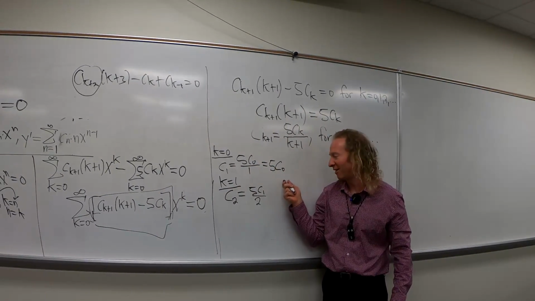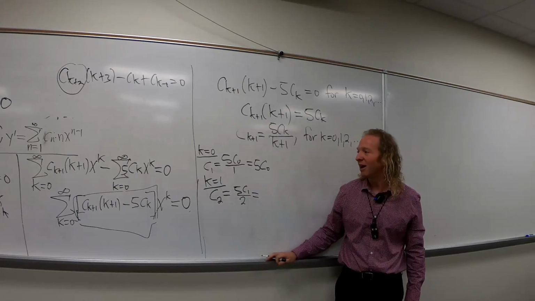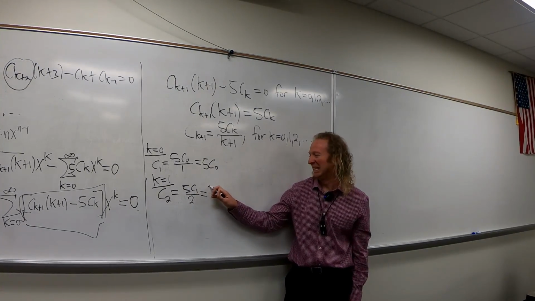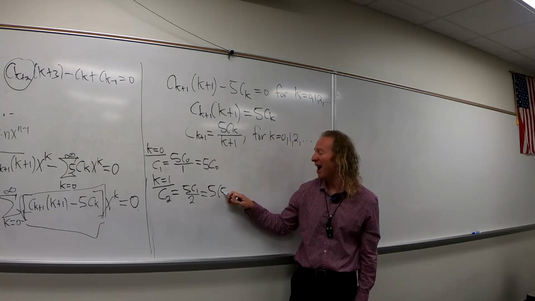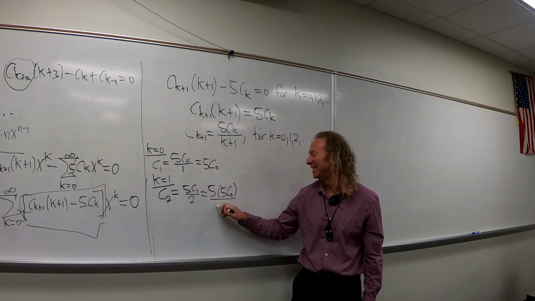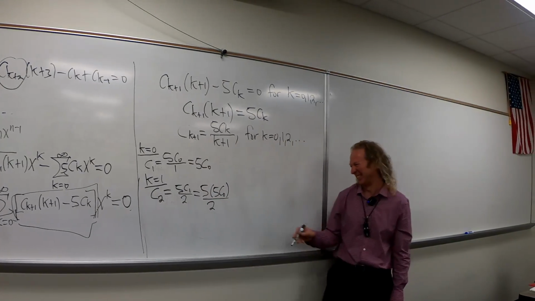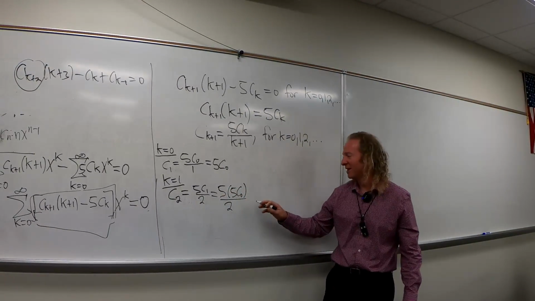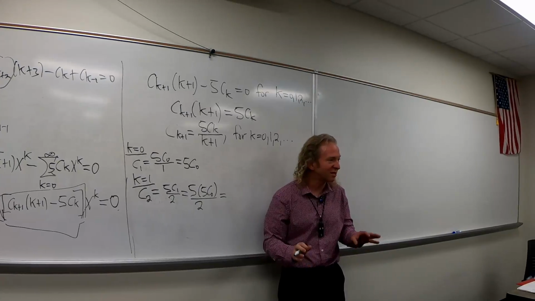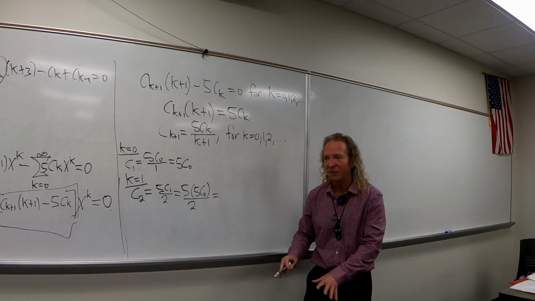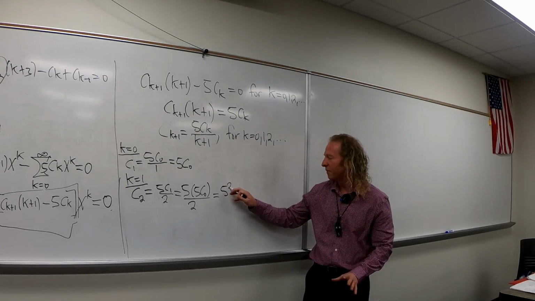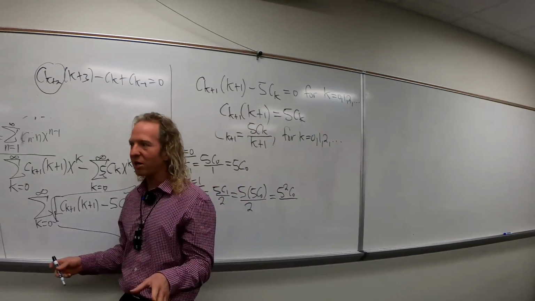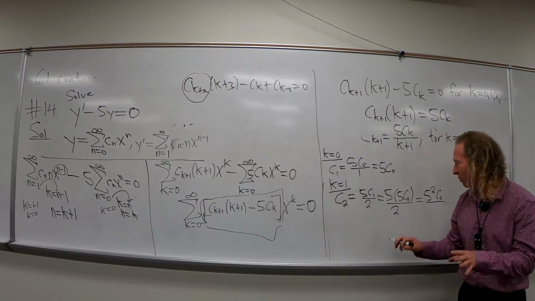So it's 5C naught, over 2. Then 5 times 5 is 5 squared. You might say, isn't it 25? Yes, it is. But we want to find patterns, so we leave it as 5 squared, C naught over, and check this out. 2 is actually 2 factorial, so we write it as 2 factorial.